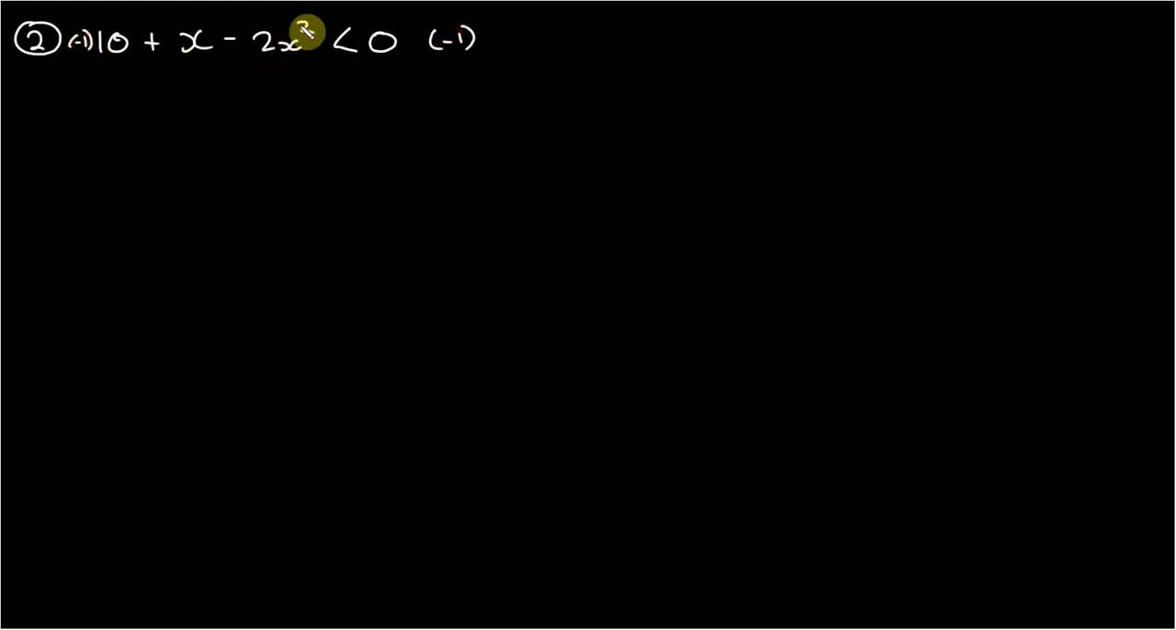It's because we want the coefficient of the x squared term to be positive. So this just basically flips the signs, right? So we've got 2x squared minus x minus 10, and that's still going to be less than 0. And now we can just solve it as a quadratic, so we're going to set it to equal 0.